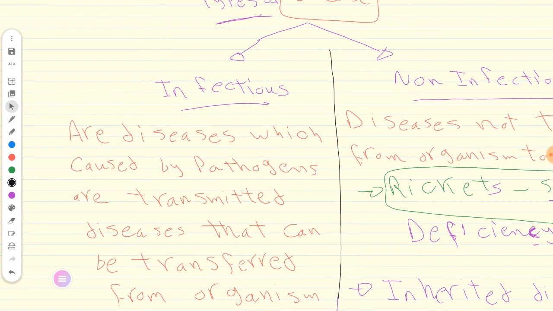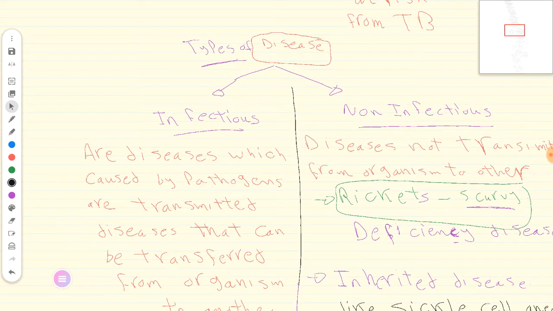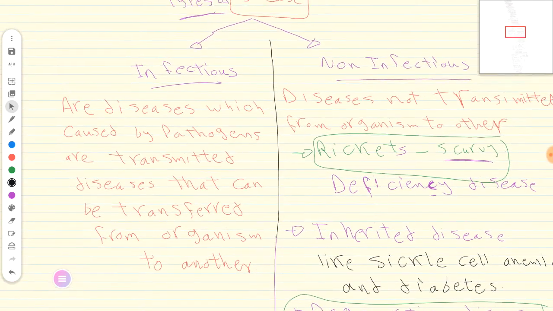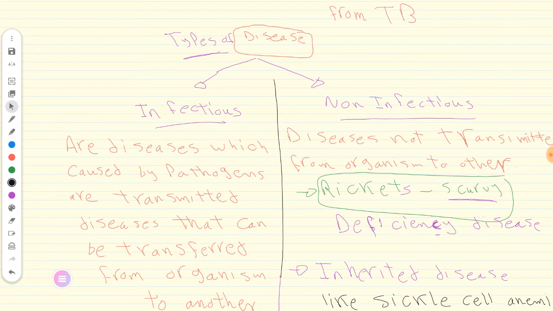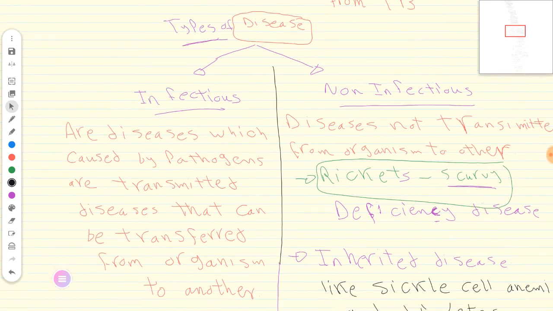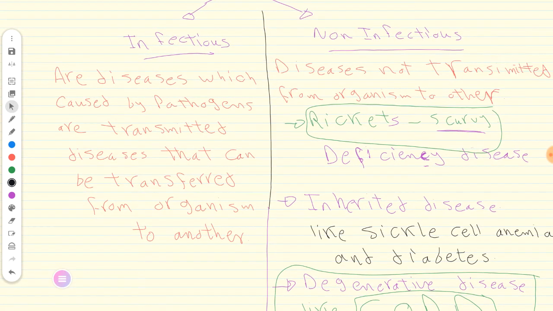Next point, let's talk about the types of diseases. We have two types of diseases, related to whether they are transmitted or not: infectious diseases and non-infectious diseases. Firstly, infectious diseases are diseases that can be transmitted from one organism to another, and this disease is caused by pathogens. But non-infectious diseases are not transmitted from one organism to another.